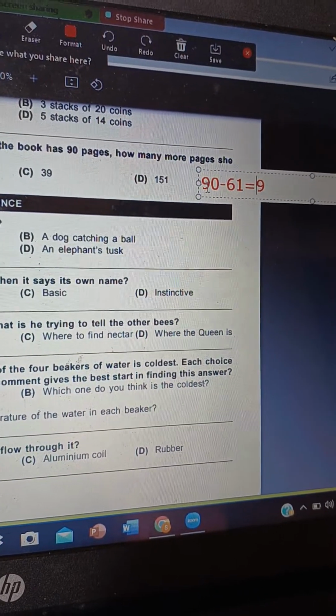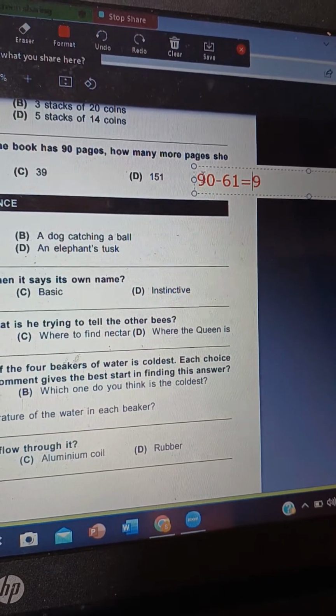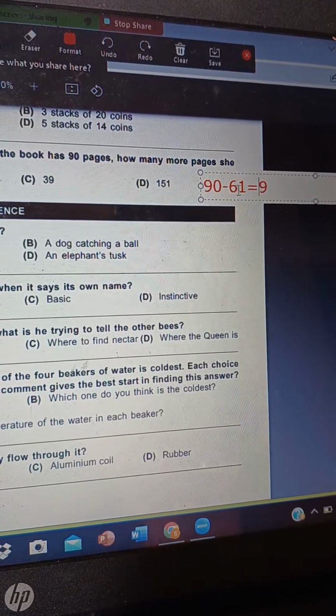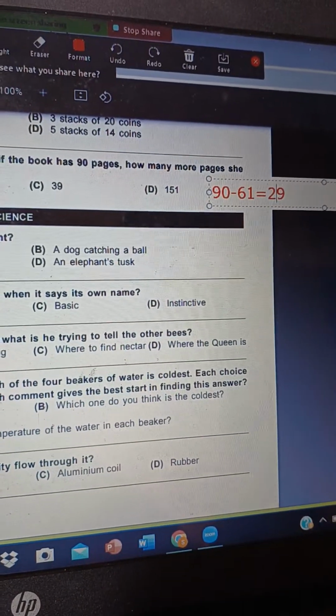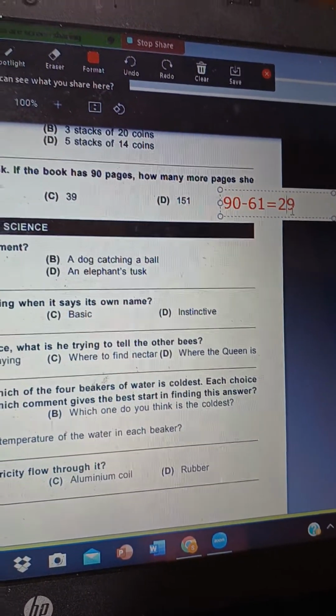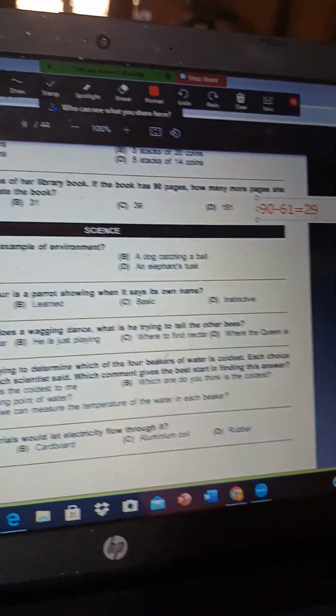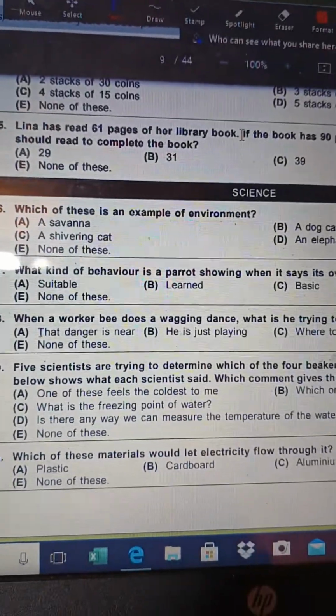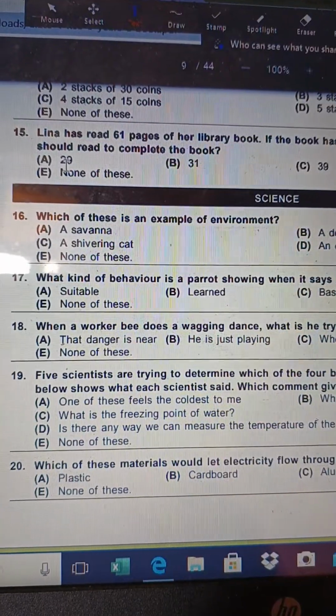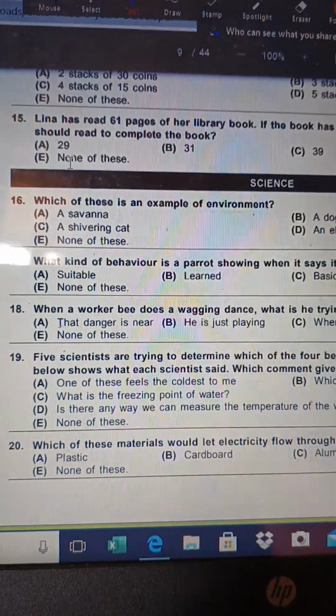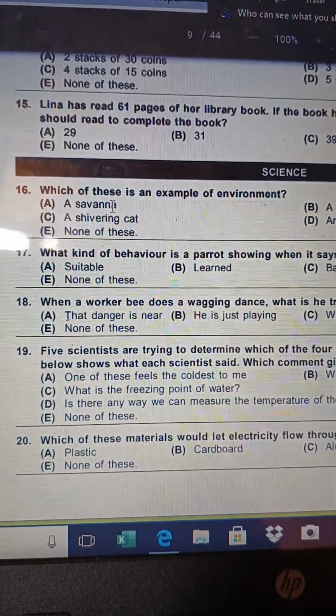Since we have taken 1 from 9, we will make it 8. So 8 minus 6 is 2. That gives us 29. So 29 is the correct answer. Number 15, the correct answer is A. Okay, now let's move to number 16.